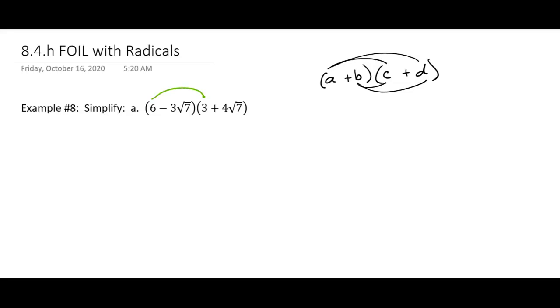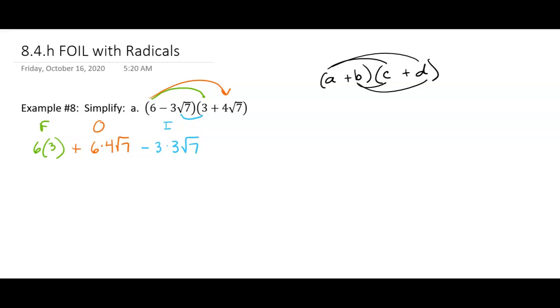6 times 3, so that would be the first. Then we're going to have to do the outside. So 6 times 4, it's going to be plus because it's a positive 6, positive 4. So 6 times 4 square root 7. Then I've got to do the inside. So I'm going to take these two. It's going to be negative. It's going to be 3 times the square root of 7.